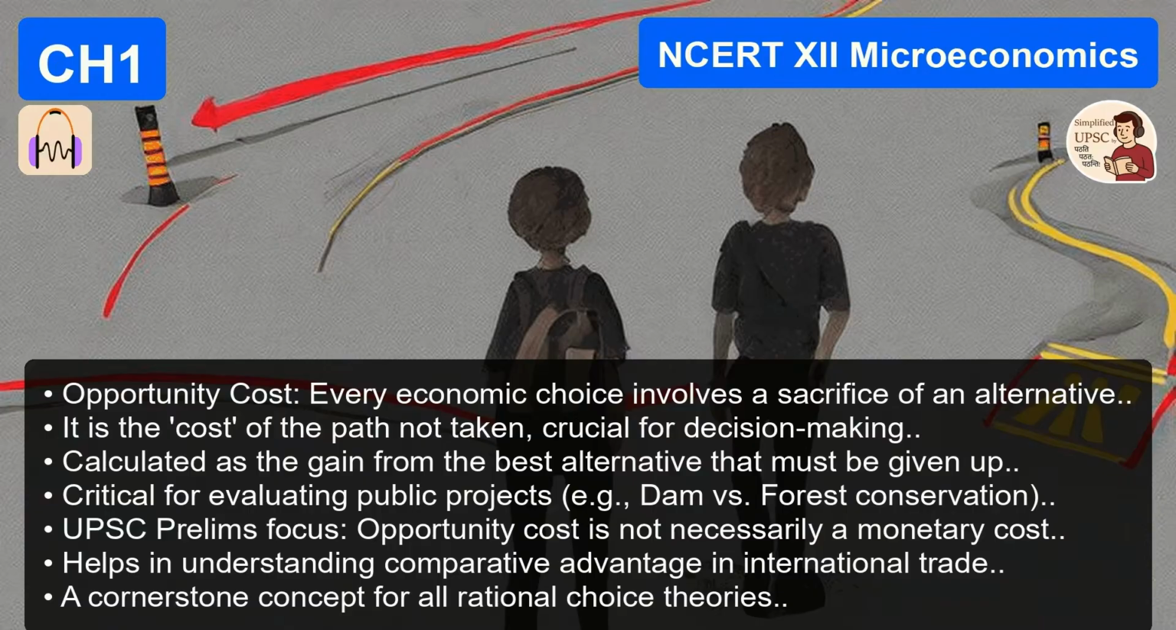Normative economics is the politician saying, we should impose rent control to help the poor. It involves value judgments, ethics, and what ought to be. It's about desirability. One is how it works, the other is how we wish it would work. A great summary. Now, let's apply this to a big PYQ.